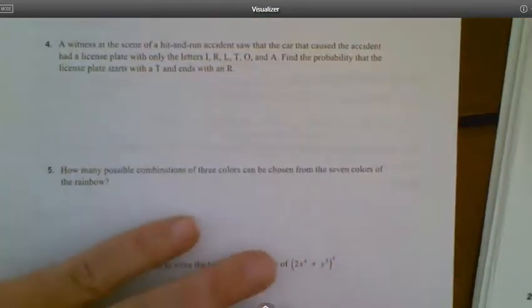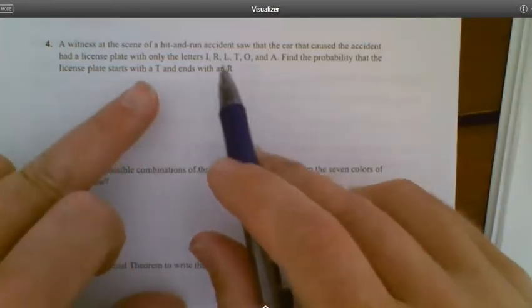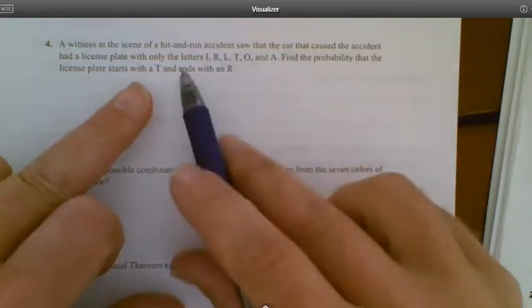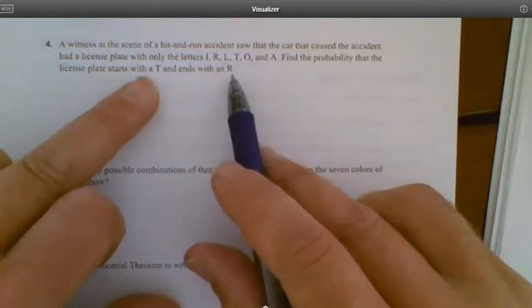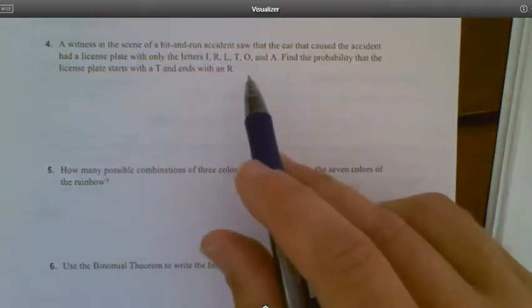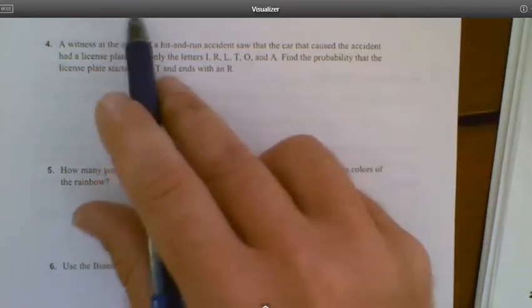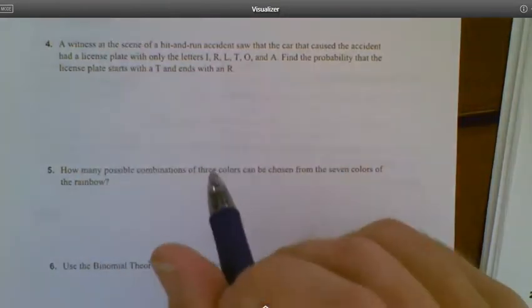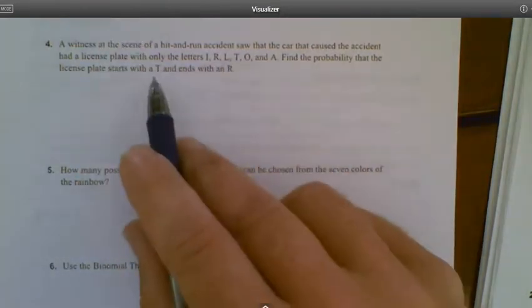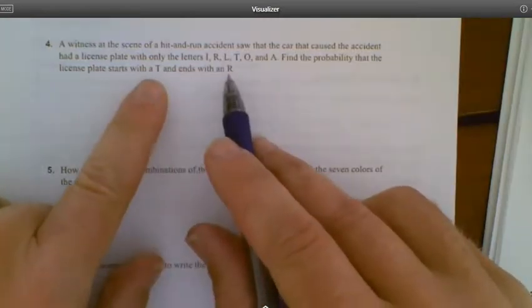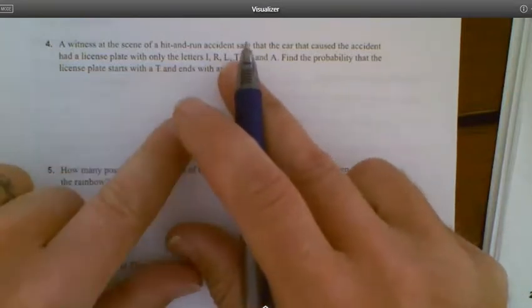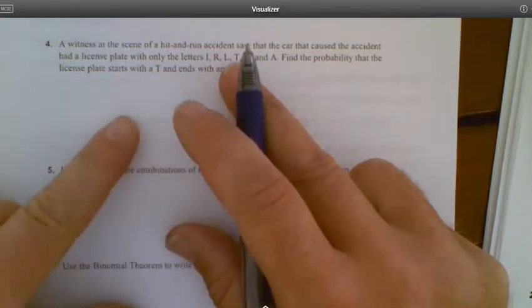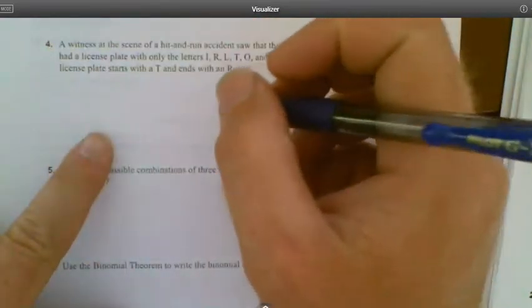So number 4. License plate. Find the probability license plate starts with a T and ends with an R. So this one is a little tricky because it doesn't quite fit this natural permutation setup, because it's giving us some specifics here, right? I already know it starts with a T and I already know that it ends with an R, so I'm kind of limited as to what I can do with all these as far as the order goes. So when it comes to problems like this, it's probably best to just sort of lay out the options here.